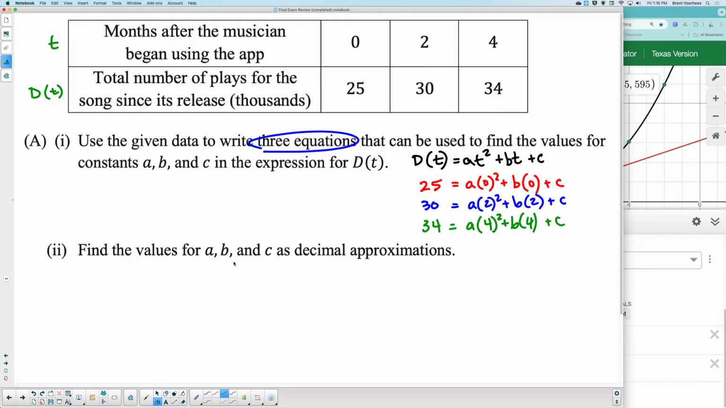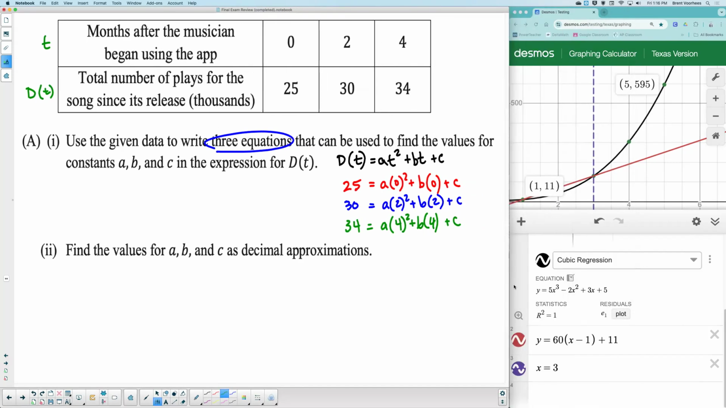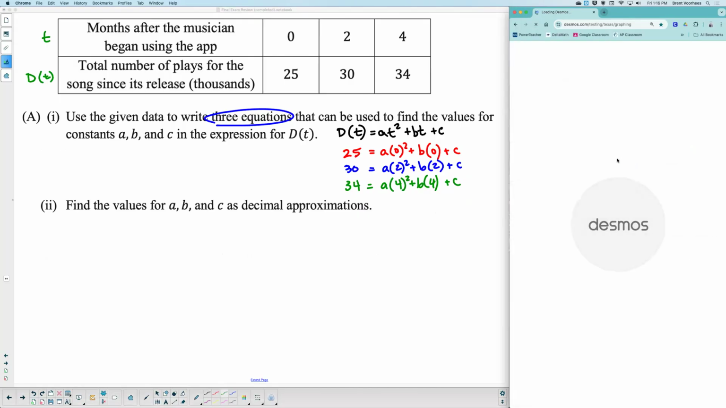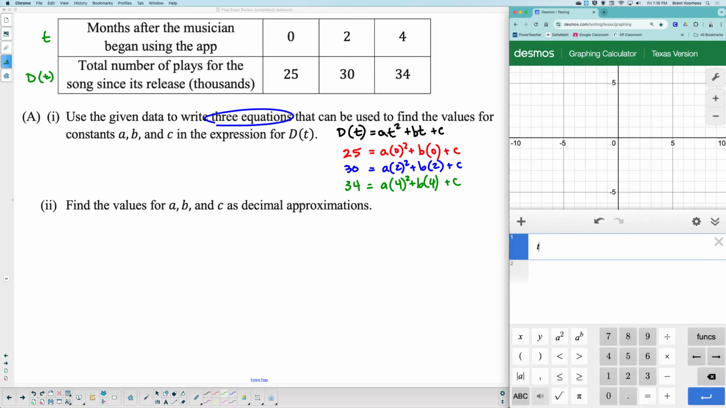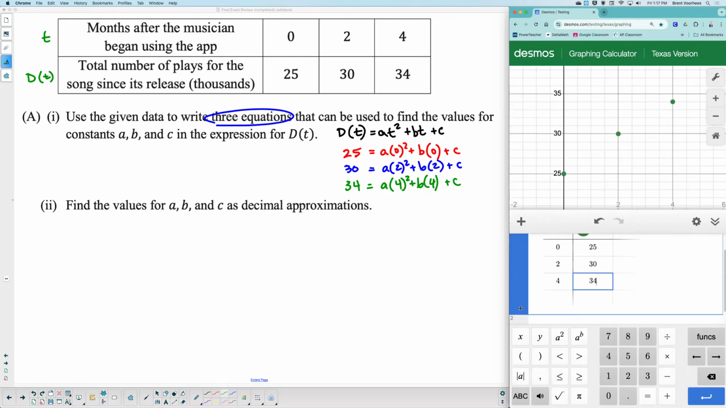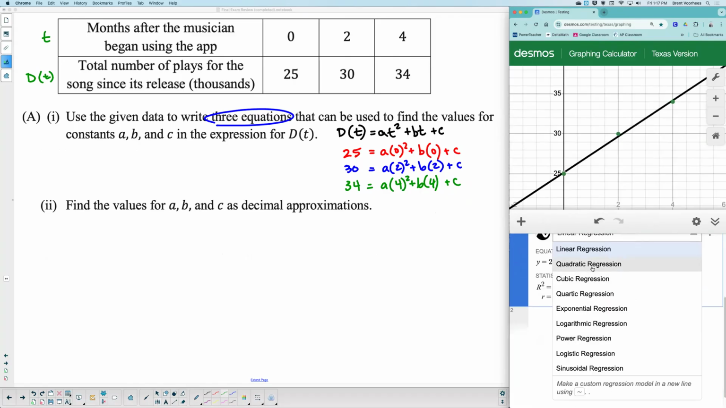How do you get a, b, and c? Calculator, good. Go to your calculator. Let's go get the values for a, b, and c here. So I'm going to type these in as a table. You can either type in T-A-B-L-E or just hit the plus and choose table. 0, 2, and 4. 25, 30, and 34. What type of equation is that? Quadratic. I'm going to zoom fit my dots, and I'm going to choose the additive regression and choose quadratic.